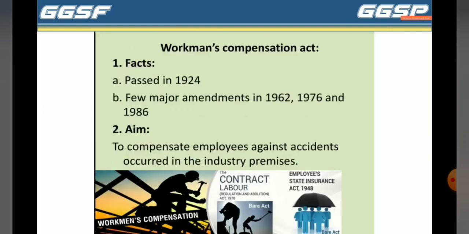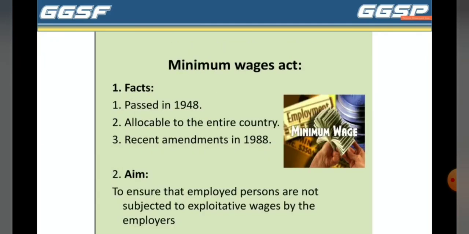Workmen Compensation Act facts: passed in 1924, with few major amendments in 1962, 1976 and 1986. Aim: to compensate the employees against accidents occurring in industry premises. Minimum Wages Act: passed in 1948, applicable to the entire country. Recent amendments in 1988. The aim was to ensure that employed persons are not subjected to exploitative wages by the employers. Thank you.